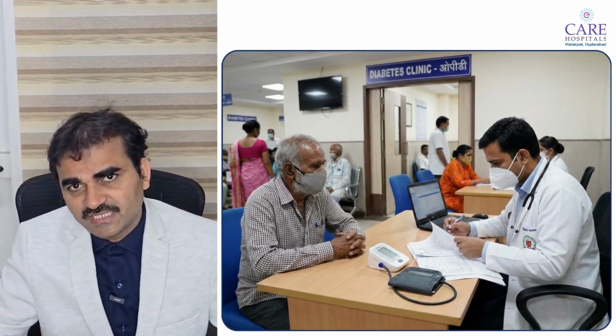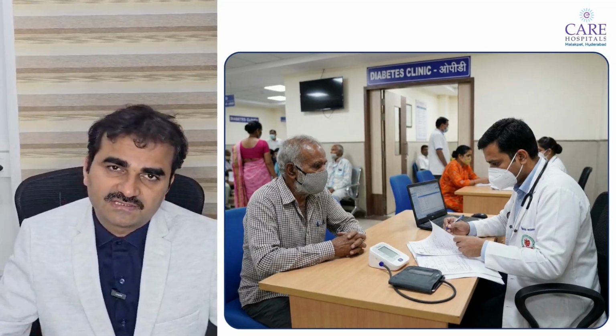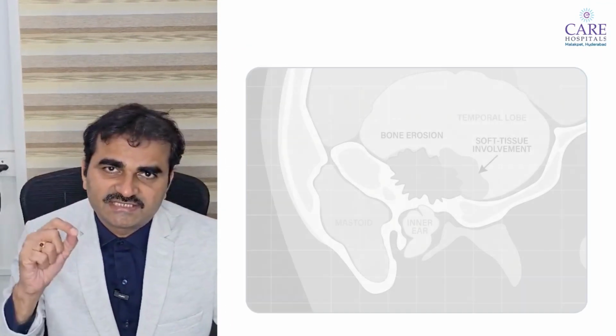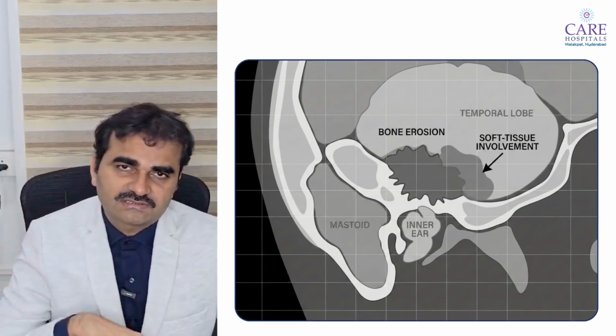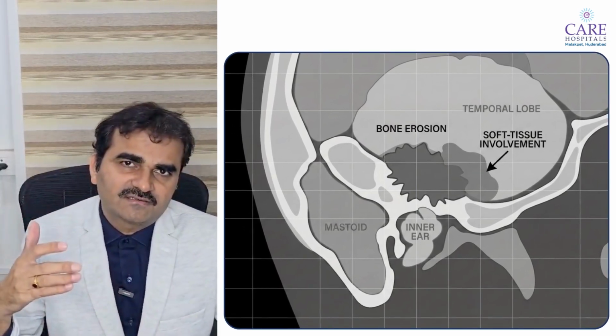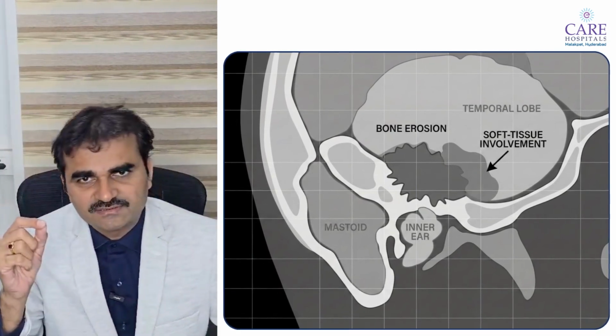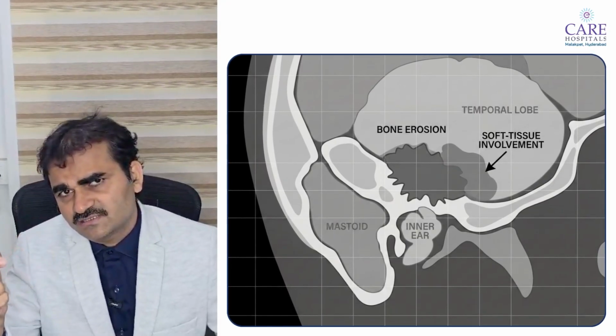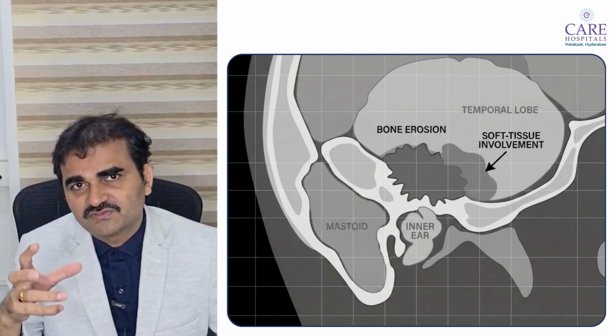So coming to diagnosis, the clinical profile of the patient is especially elderly patients with diabetes, with history of dialysis, immunocompromised individuals. Diagnosis-wise, HRCT temporal bone, plain and contrast. In plain imaging, we can see erosions of the petrous bone, the bony part. In the contrast images, we can see soft tissue enhancement.